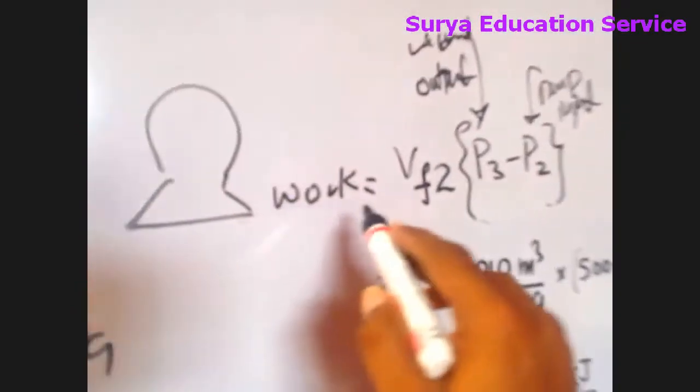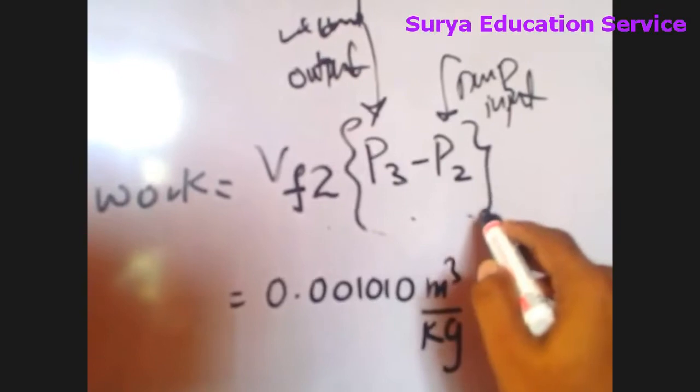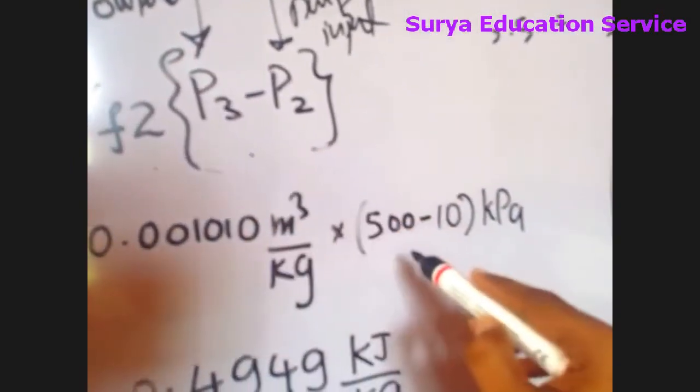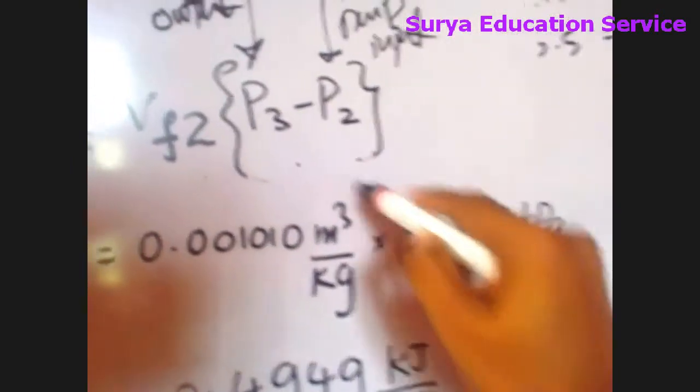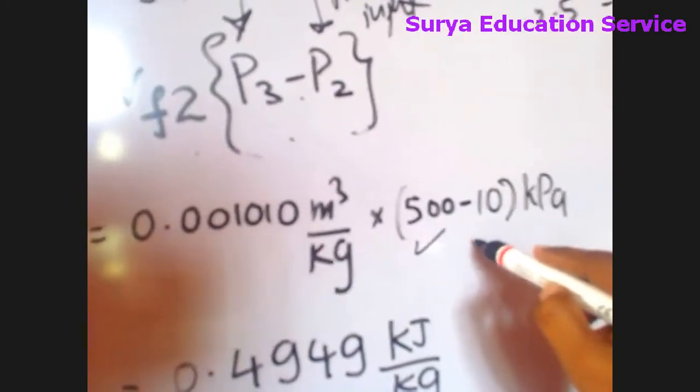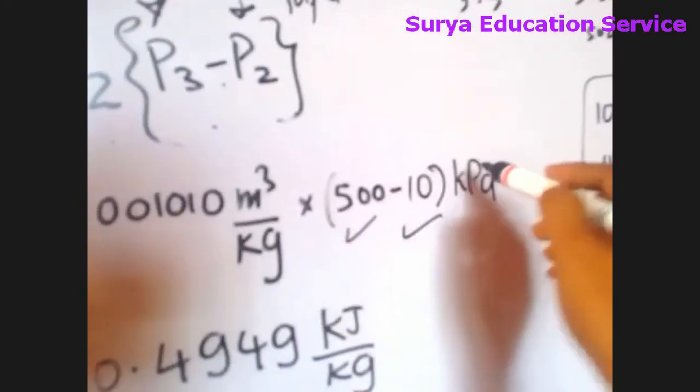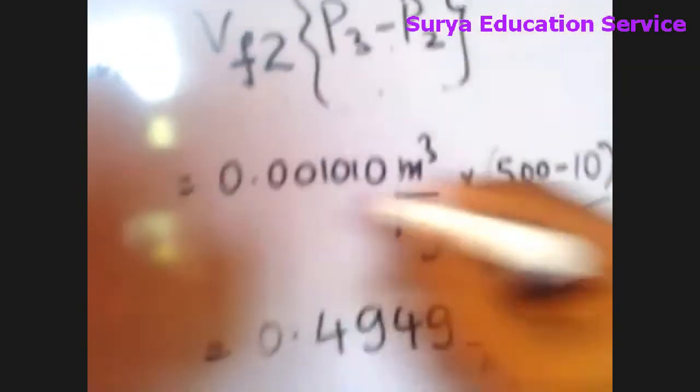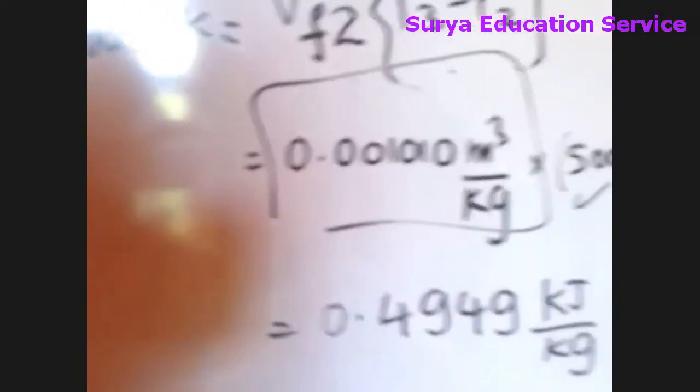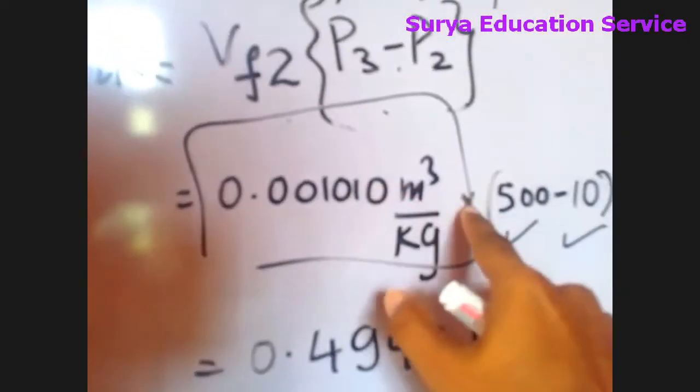So the pump work equals Vf2 times (P3 minus P2). So you know P3, the expected output, is 500, and P2, the input to the pump, is 10. Be careful about the units, that is kPa, kilopascals. Now what is this Vf2? This is the specific volume, that means meter cube divided by kilogram.